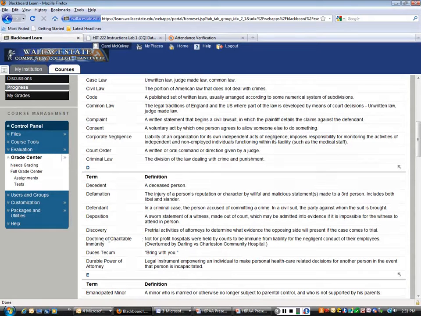The doctrine of charitable immunity. This is a doctrine that said not-for-profit hospitals were held by courts to be immune from liability for negligent conduct of the employees of a particular organization. It was overturned by a case known as Darling versus Charleston Community Hospital. This is now in the pretty long ago past, but it is a very important case because it did do away with the doctrine of charitable immunity.